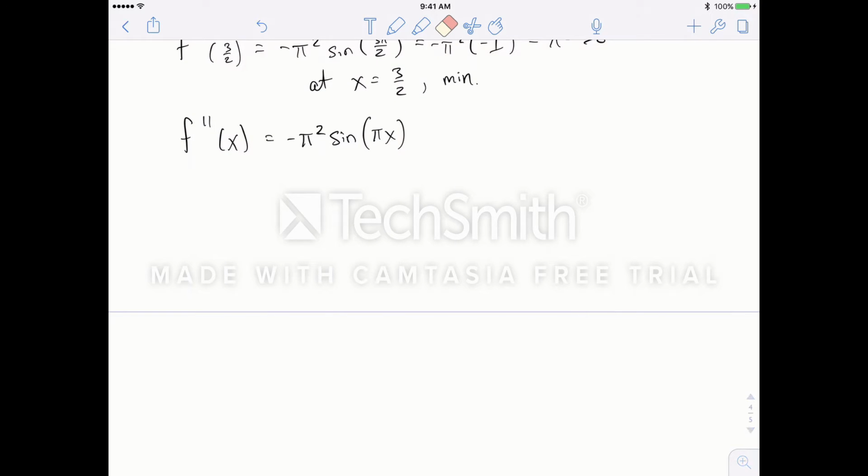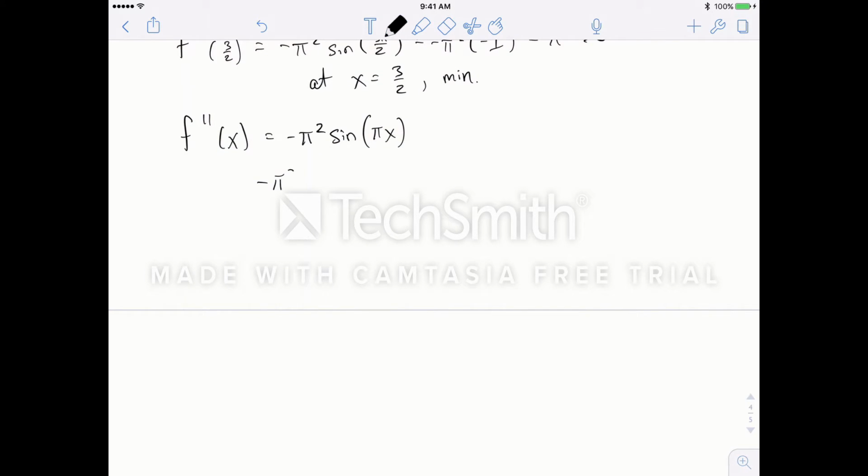So we want to set negative pi squared sine of pi x equal to 0. So we'll divide through by negative pi squared. We'll have sine of pi x is equal to 0. Now, when is sine of the argument equal to 0? Well, that happens when the argument is 0, plus or minus pi, plus or minus 2 pi, plus or minus 3 pi, etc.